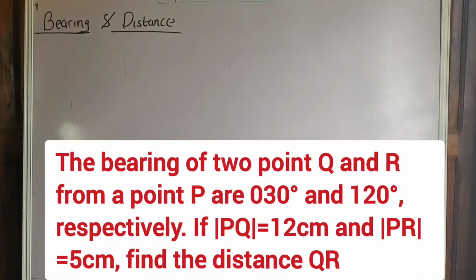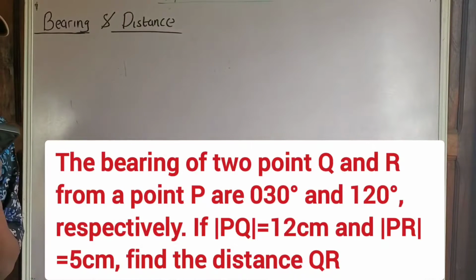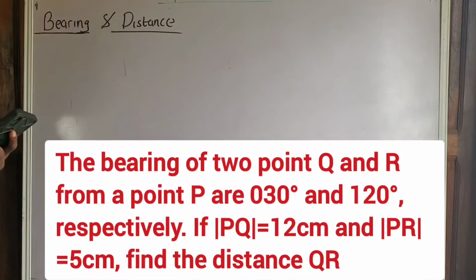The bearing of two points Q and R from a point P are 30 degrees and 120 degrees respectively. If PQ equals 12 centimeters and line PR equals 5 centimeters, find the distance QR.